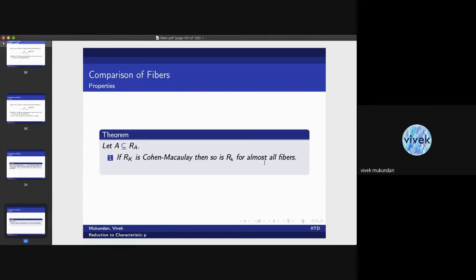And therefore, the natural question is, if the ring R is Cohen-Macaulay, then so is the fiber R_K for almost all fibers. And if R is Gorenstein, then so is the fiber R_K for almost all fibers. And so the property of being Gorenstein or Cohen-Macaulay can be pushed all the way to the fibers also.